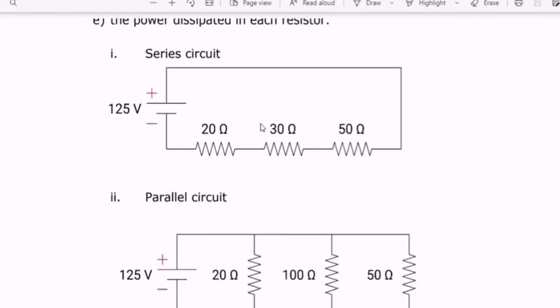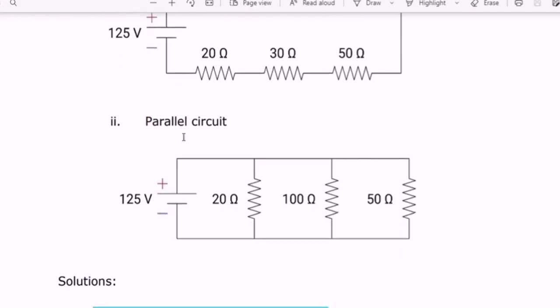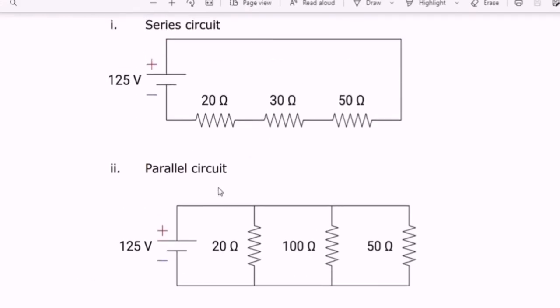So here is the series circuit. We have 3 loads or 3 resistances: 20 ohms, 30 ohms, and 50 ohms. They are the first, second, and third resistance. We have a total voltage or power supply of 125 volts. And then for our parallel circuit, we have the same givens, or not quite, they are different. We have 125 volts. Our R sub 1 will be 20 ohms, our second load or resistance is 100 ohms, and our last resistance is 50 ohms.